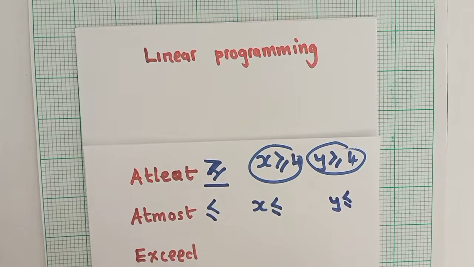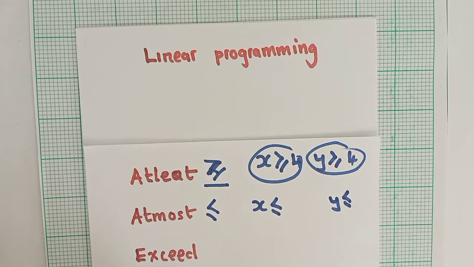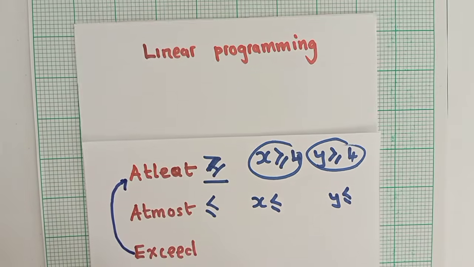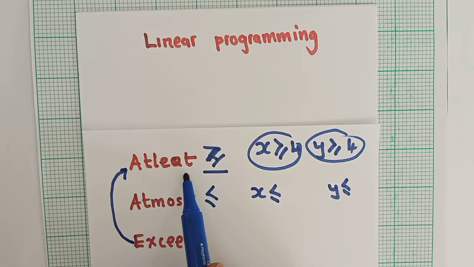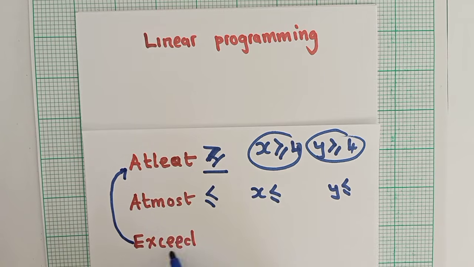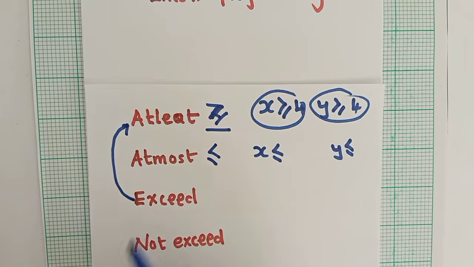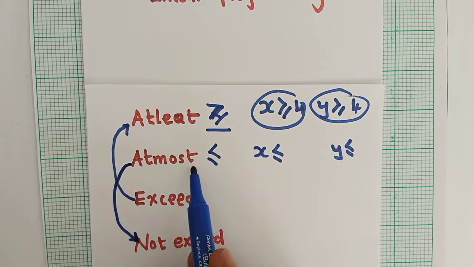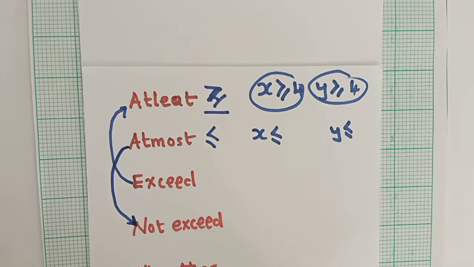We go to "exceed". I'm not going to talk much more about exceed, because exceed is the same as this. Exceed and at least, they're the same. The same way at least works is the same way exceed works. We go to "not exceed". Not exceed will move with this one. So the way at most works is the same way not exceed works.